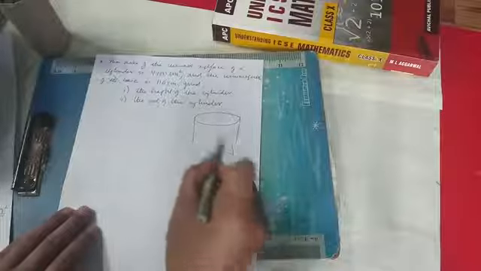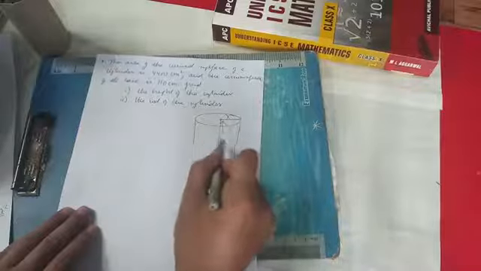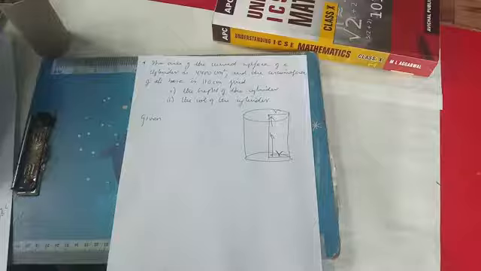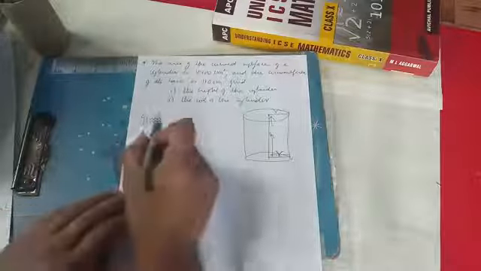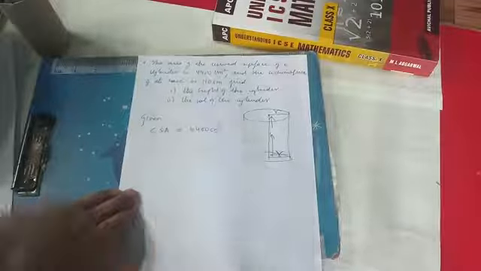So here, which solid is there? Cylinder. Let me draw the diagram roughly here. Okay, this is the cylinder. This is the radius and this is the height. The radius you can mark at the base bottom also. Now you are given the curved surface area. That means the curved surface area, I'll write in short form, CSA, is given to you as 4,400 centimeter square. We know the formula for the curved surface area is 2 pi rh.